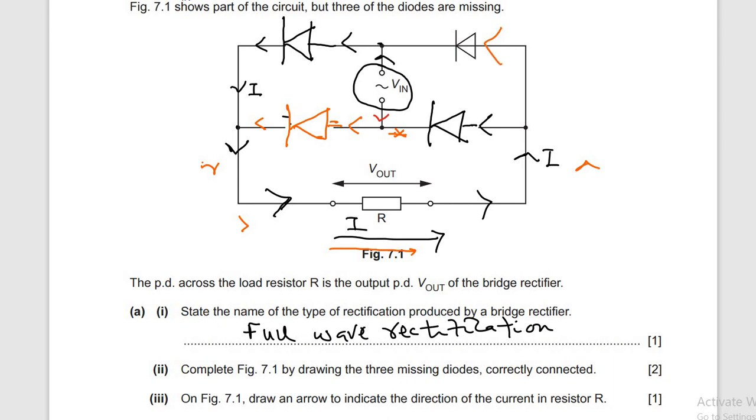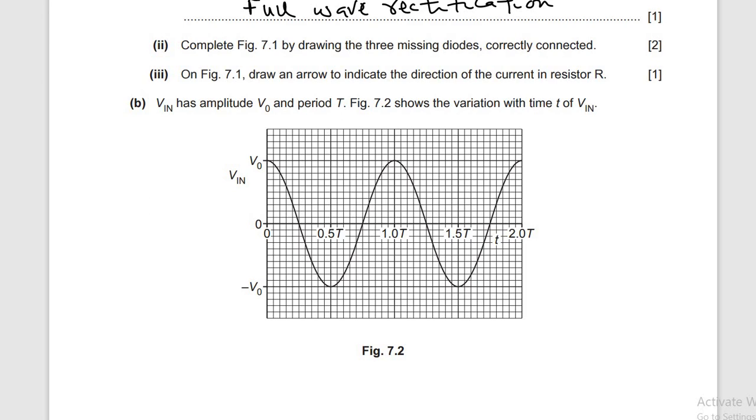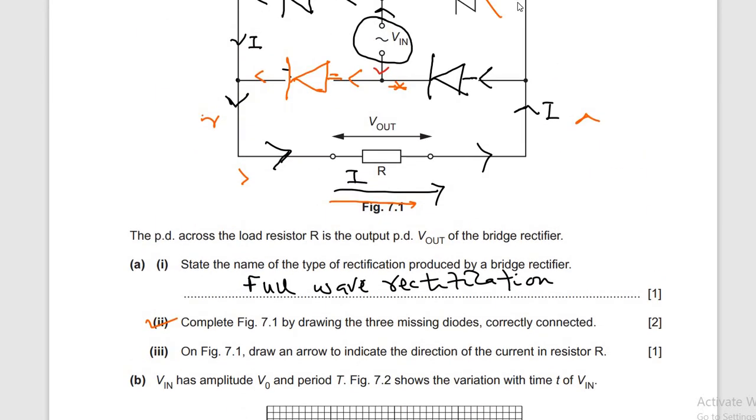So that's it. In both situations, the current will pass through the same direction across the resistance. It should be the same direction. Take note of that. We've completed the figure. On figure 7.1, draw an arrow to indicate the direction of current. Look at the direction of current, both red and black, the same direction.